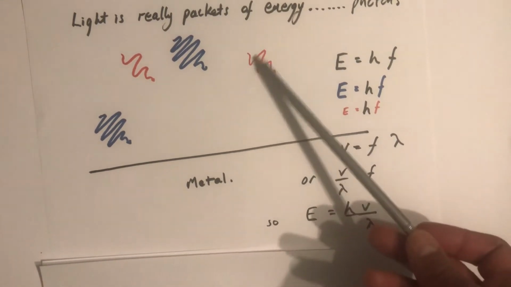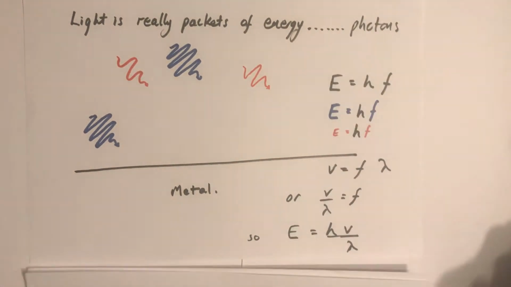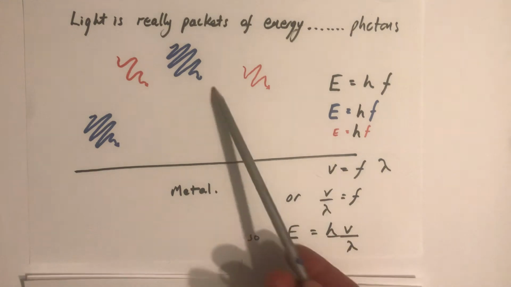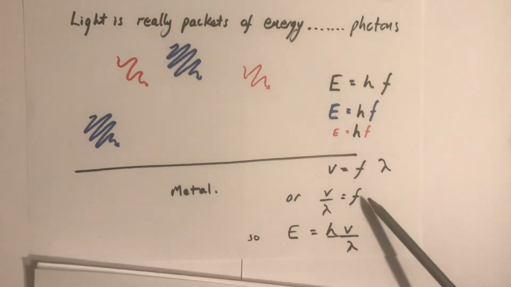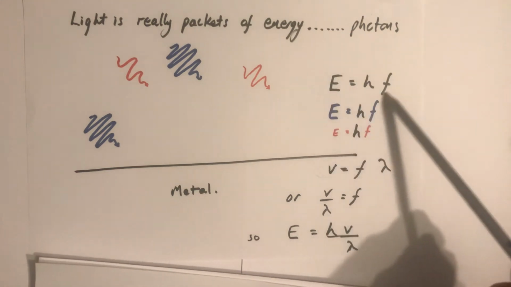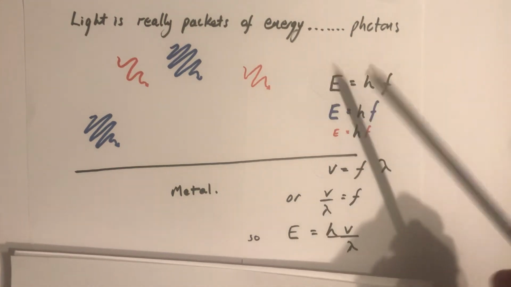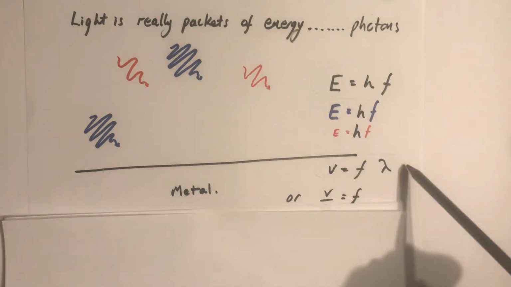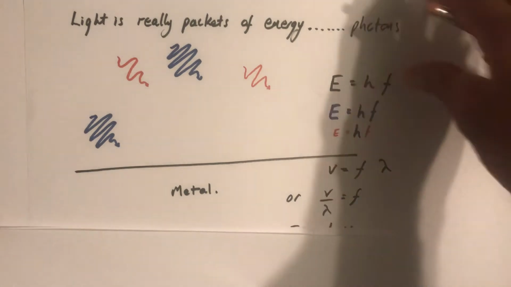So the longer wavelength red has the smaller energy. The smaller wavelength blue has the bigger energy. So I personally would just remember this because it's so basic and fundamental. That's the most important equation to remember in this section, I would say. And if you need to convert between wavelengths and frequencies, just use v equals f lambda and we'll just convert.